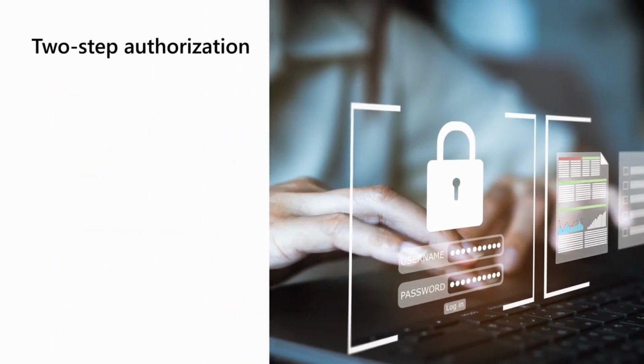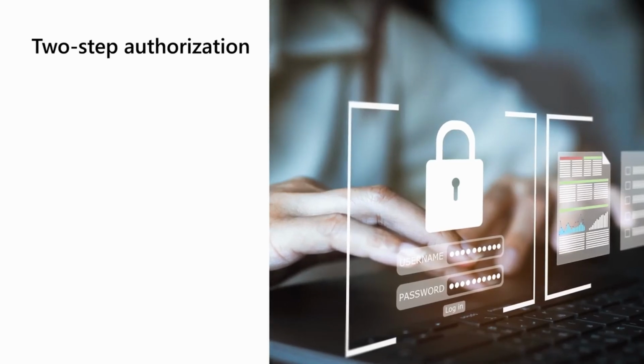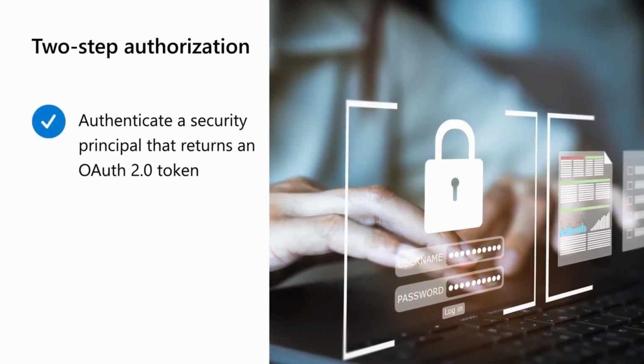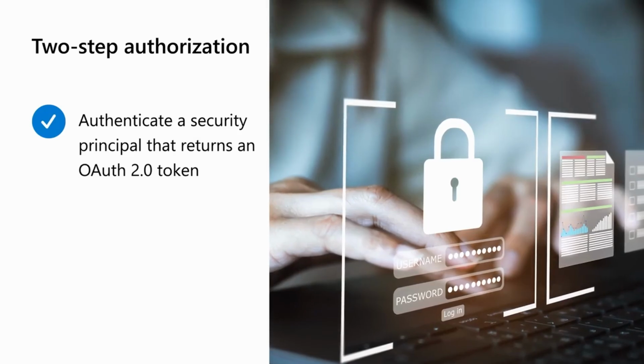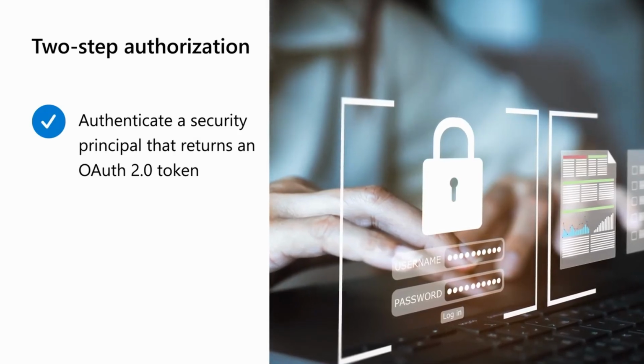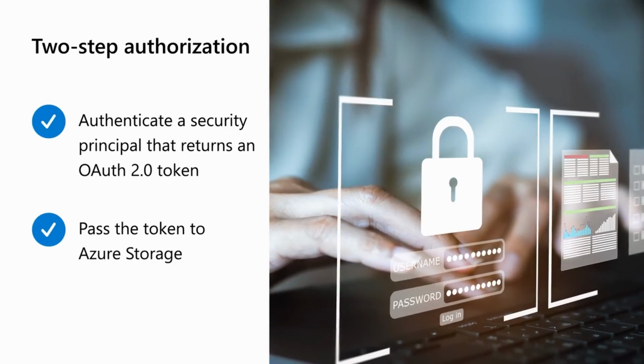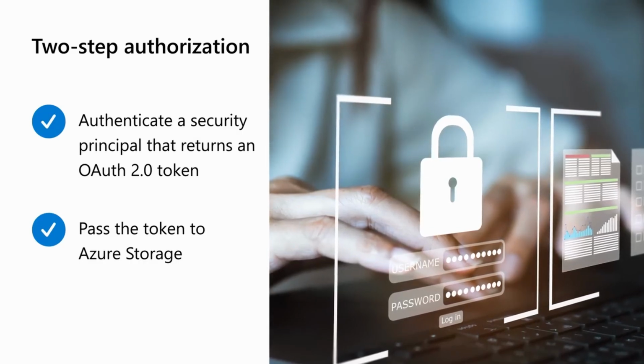Azure AD authorization takes a 2-step approach. First, you authenticate a security principal that returns an OAuth 2.0 token if successful. This token is then passed to Azure Storage to enable authorization for the requested resource.